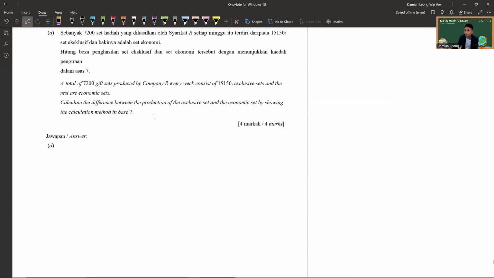Then part D. A total of 7,200 gift sets produced by company R every week consists of 15150 base 7 exclusive sets and the rest are economic sets. Calculate difference between production of exclusive set and economic set by showing the calculation method in base 7. Okay, so I want in base 7 means, let's see. We should look at the value in base 7.